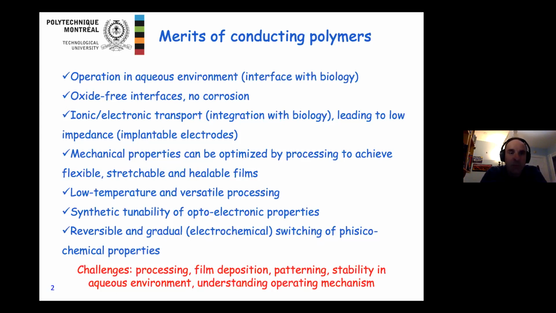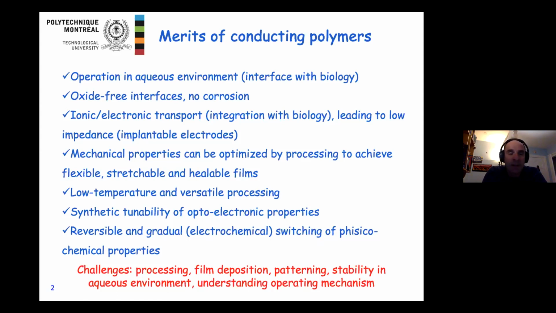Then, and this is probably the most important topic of my talk, we can optimize or tune the mechanical properties of these materials through processing. And this allowed us to obtain flexible, stretchable, and healable films, which is not always possible with other kinds of materials. Then there are other advantages like processing at low temperature, versatile processing. I mean we can process these materials in many ways, from spin coating to printing to in situ polymerization. And also we can work on the synthesis to achieve tunable electronic or optical properties.